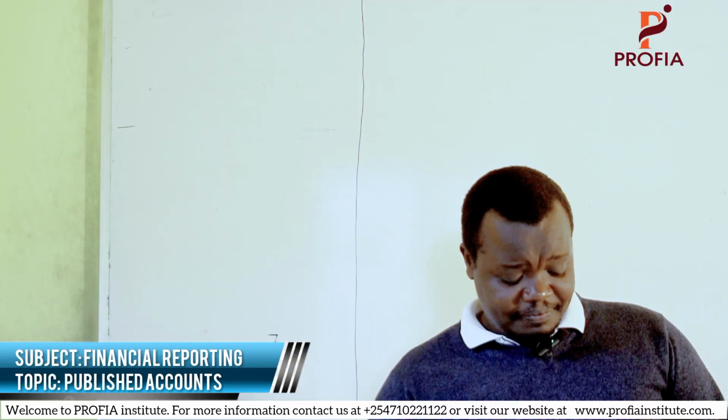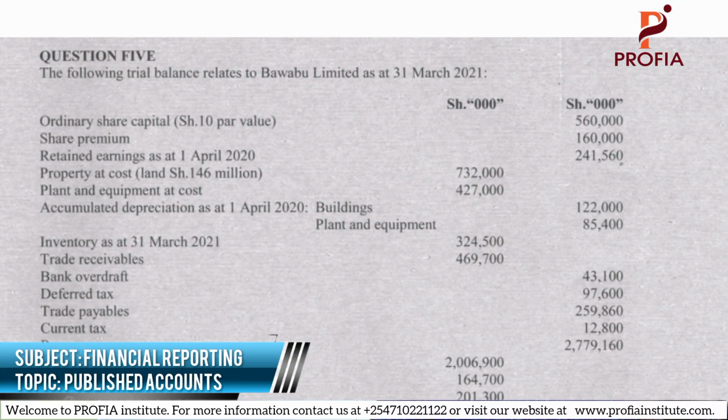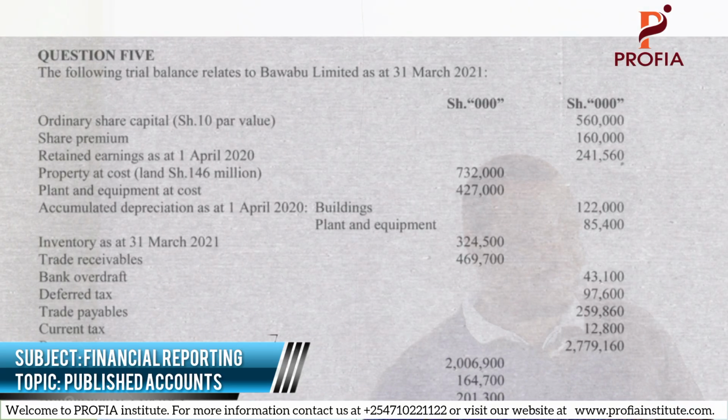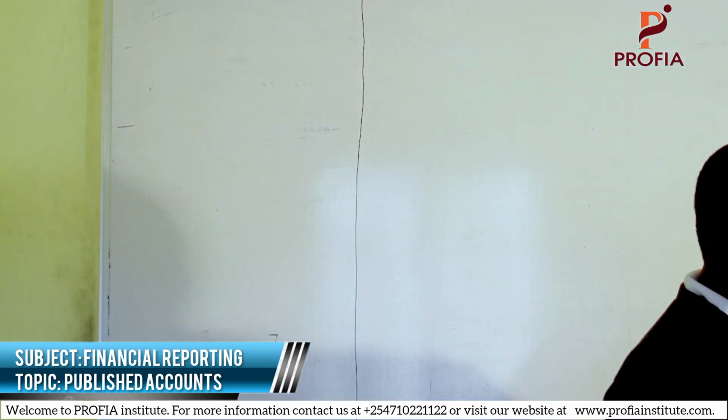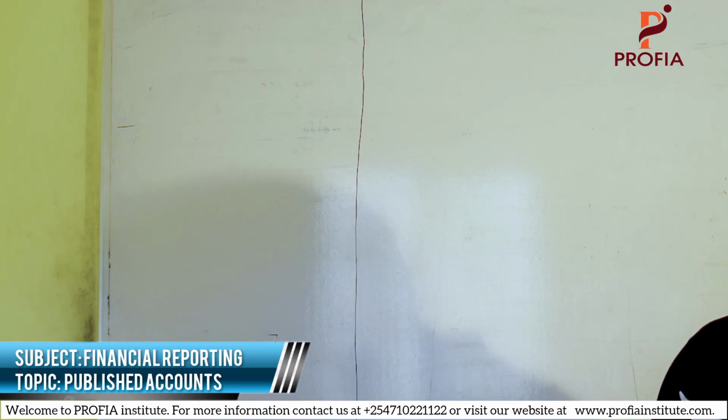Trade receivables, trade payables, bank overdraft. You can see deferred tax, trade payables, current tax. There's another term there coming in, current tax, and that's why deferred tax is very important in this topic. Kama hukusoma deferred tax, kuja maneno. We have cost of sales, distribution cost, administrative cost. You can see they are now giving us how the costs are separated. We have dividends paid and bank interest.